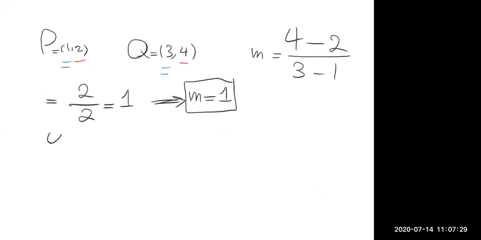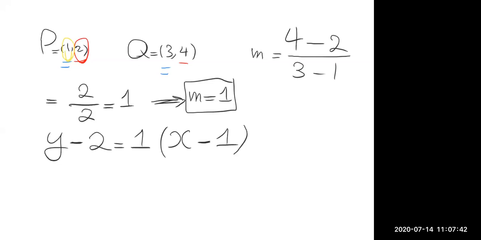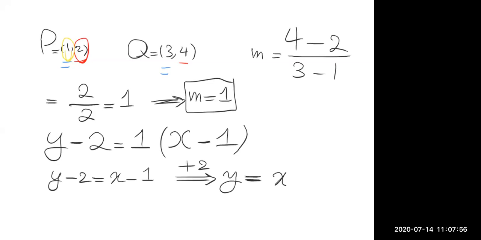And the equation would be y minus y1, here it's 2, is equal to m, which is 1, times x minus x1, which is 1 here. It means y minus 2 is 1 times x minus 1, which is just x minus 1. If we add 2 to both sides of this equation, we get y equals x minus 1 plus 2, which is just x plus 1. That would be the equation of this line.